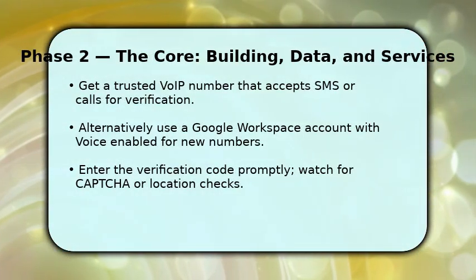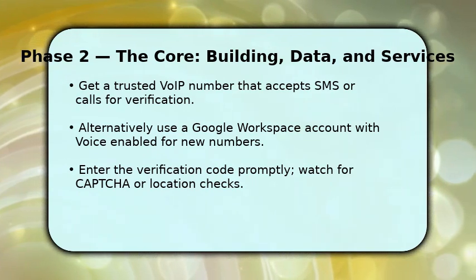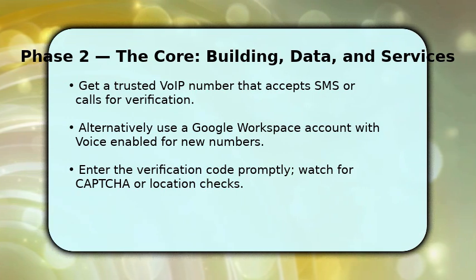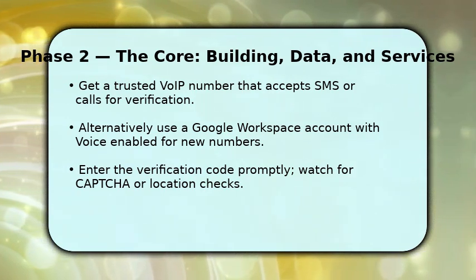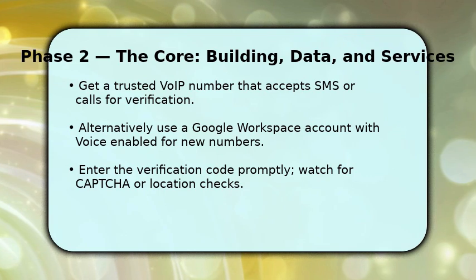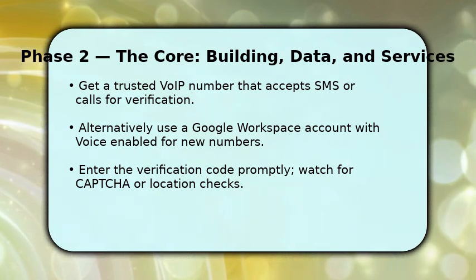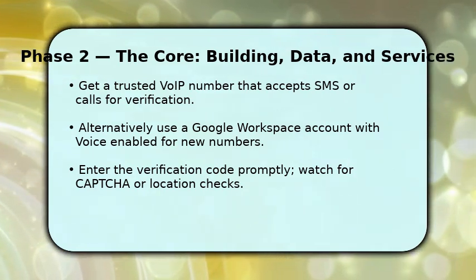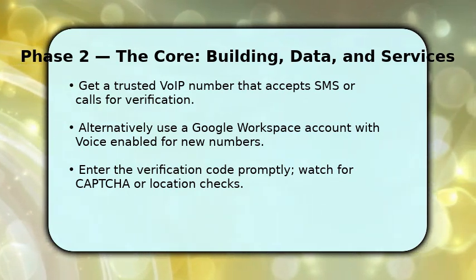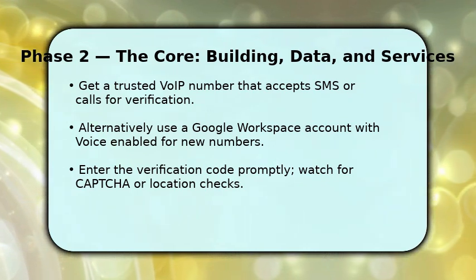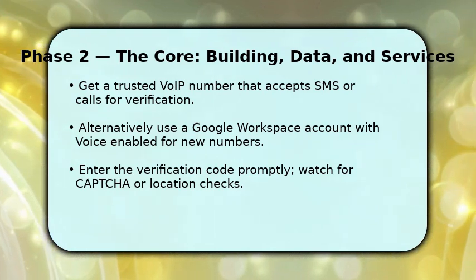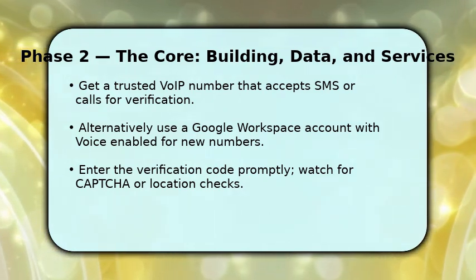Next, you use a VoIP number or a Google Workspace workaround to pass verification. Choose a reputable VoIP provider that accepts SMS or voice codes, because Google needs a number to confirm you. Then, in Google Voice settings, pick a new number and enter the VoIP number when prompted. Make sure to submit the verification code quickly, and if Google shows a CAPTCHA or location check, follow it. Slow responses trigger extra checks. This step creates the voice link without your personal mobile.